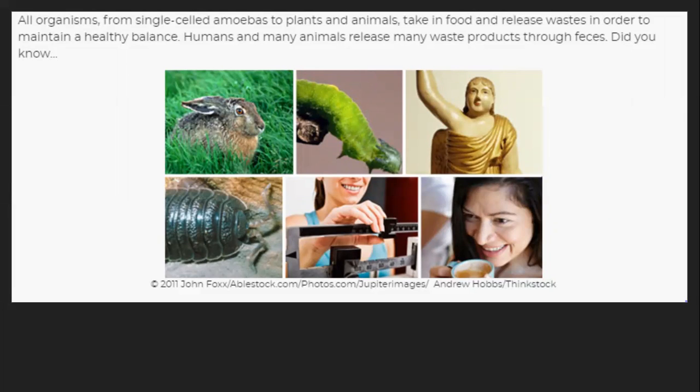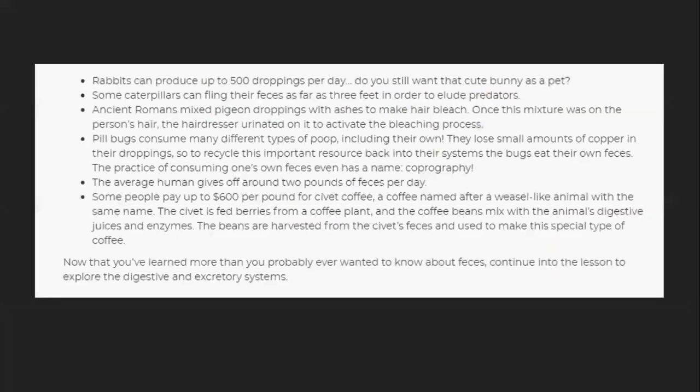So this over here is just saying that humans and many animals release many waste products through feces. So the digestive system, right, produces waste products, so it's a part of the excretory system. When people think of the excretory system, usually they think of the urinary system, the kidneys, but the excretory system contains the parts of the body that produce urine, but also other kinds of waste products as well, right?